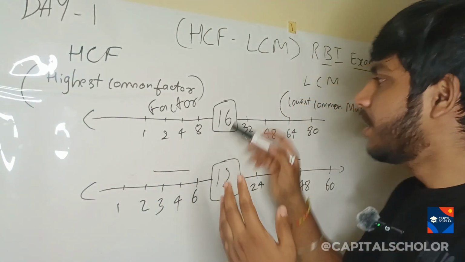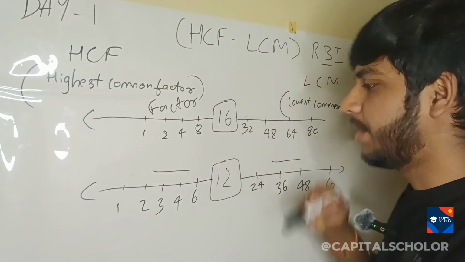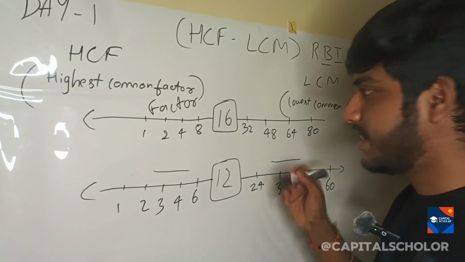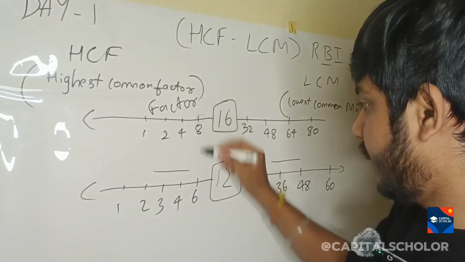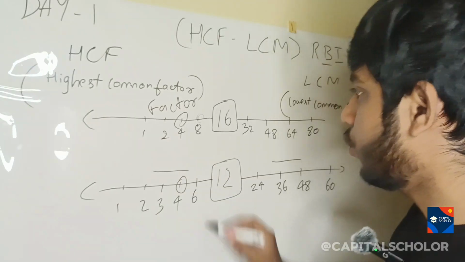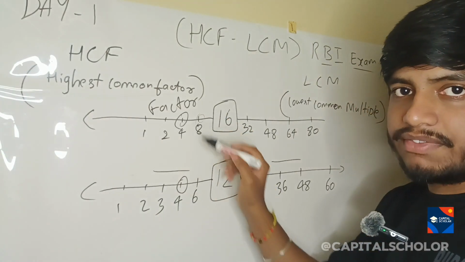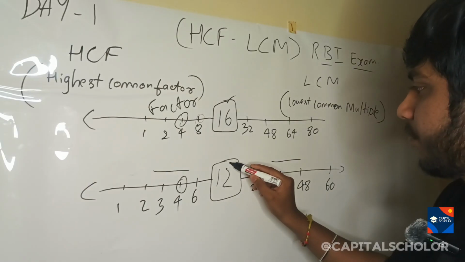Now let us find the highest common factor of 16 and 12. What is the highest common factor of 16 and 12? Is it 8? There is an 8 here. No, there is no 8 in the factors of 12. There is a 4 here. Yes, there is 4, so this is the HCF. This is called the HCF of 16 and 12.